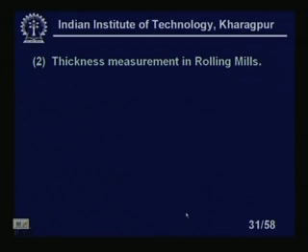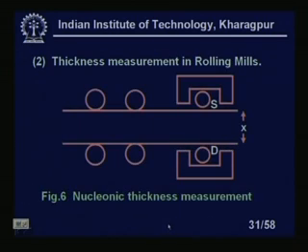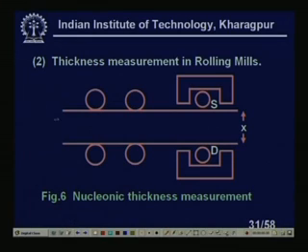Thickness measurement in rolling mills is very common. As you see here, nucleonic thickness measurement. So, I have rolling mills, and rolls are coming out. These are basically the rolls made from the ingots. From the rolling mills, that means I have a roller. So with rolling, the thickness changes, and then I get a proper shape.